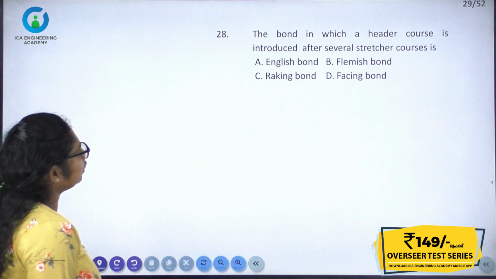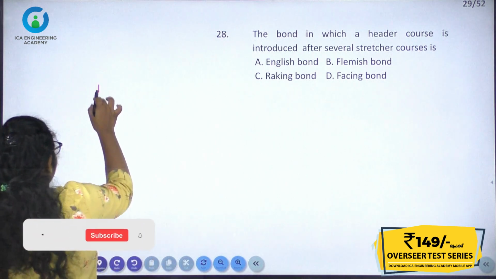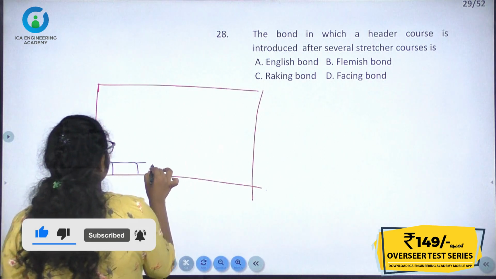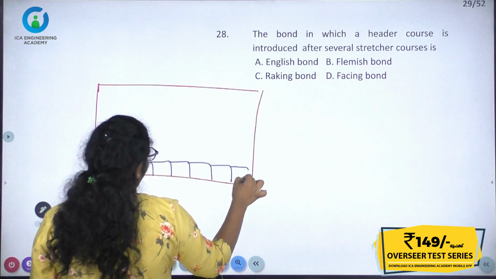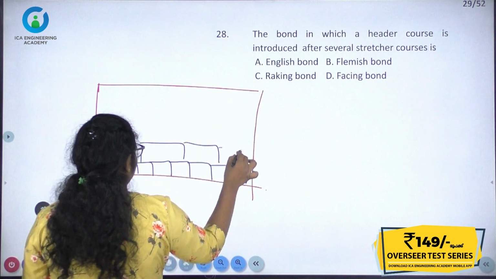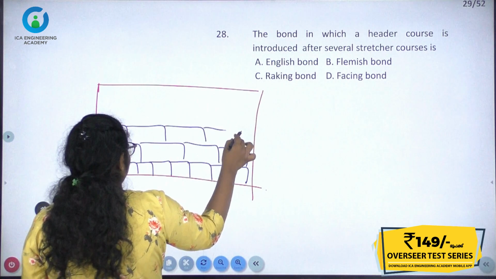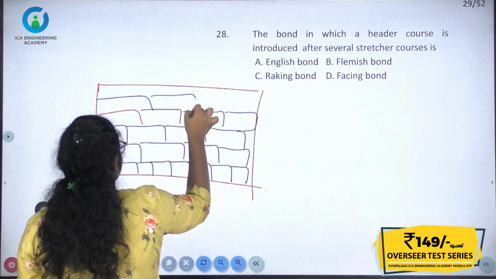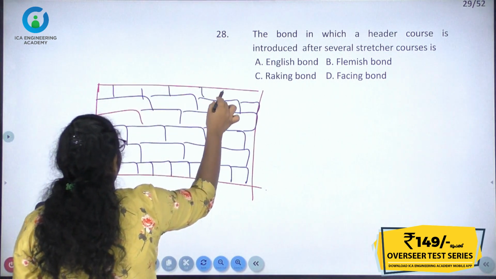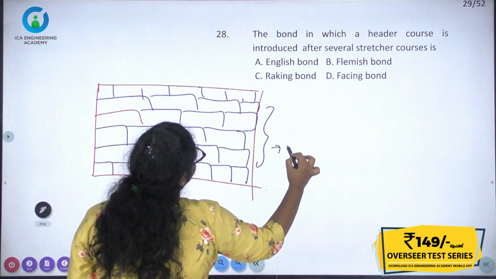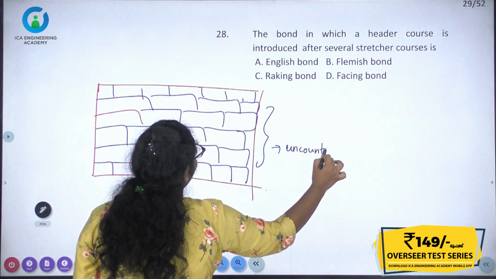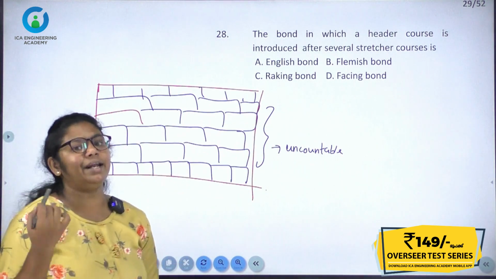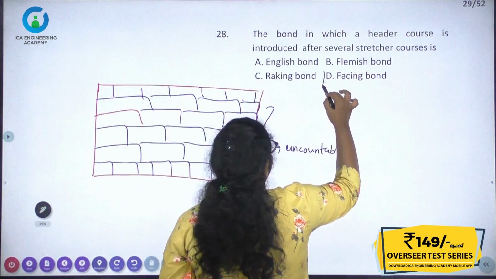The bond in which a header course is introduced after several stretcher courses is called a facing bond. There are several stretcher courses, then a header course. The number is uncountable; a larger number of stretcher courses will be placed, and after that a header course will be there. That is called a facing bond.